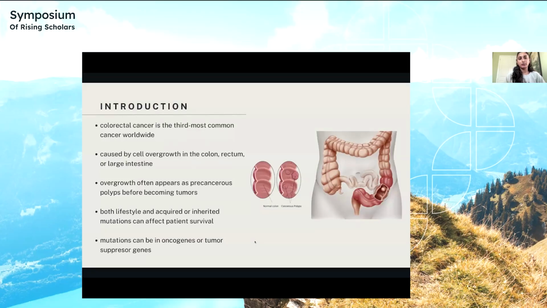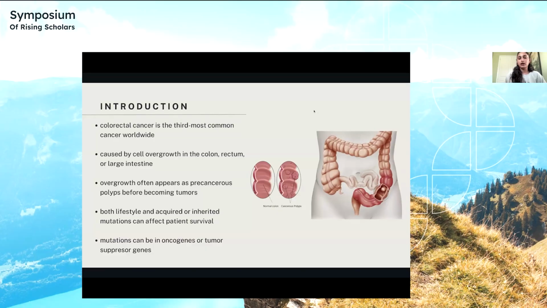To start off, I want to introduce the topic that I was trying to research. Colorectal cancer is the third most common cancer worldwide, and it's caused by cell overgrowth in the colon, rectum, or large intestine. Often, overgrowth can be seen as precancerous polyps months or even years before actual cancerous growth ever occurs. And this can happen because of lifestyle and or acquired and inherited mutations, which can affect patient survival in various different ways. This was the primary focus of my research.